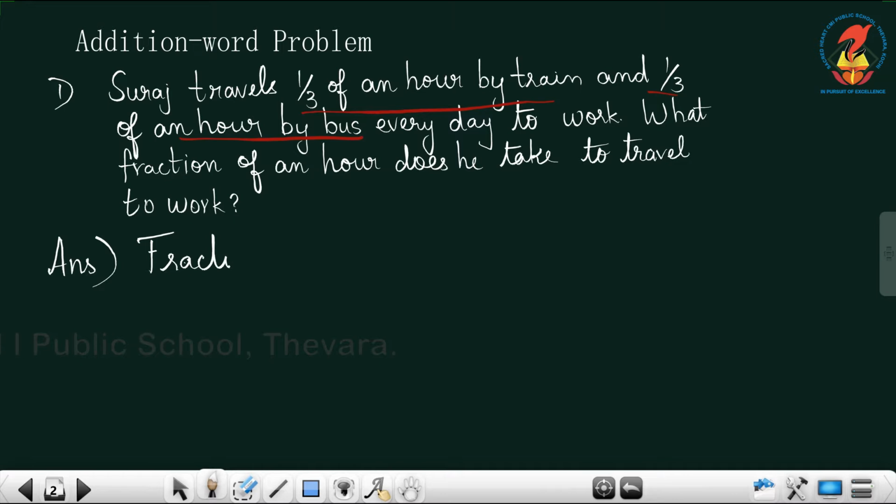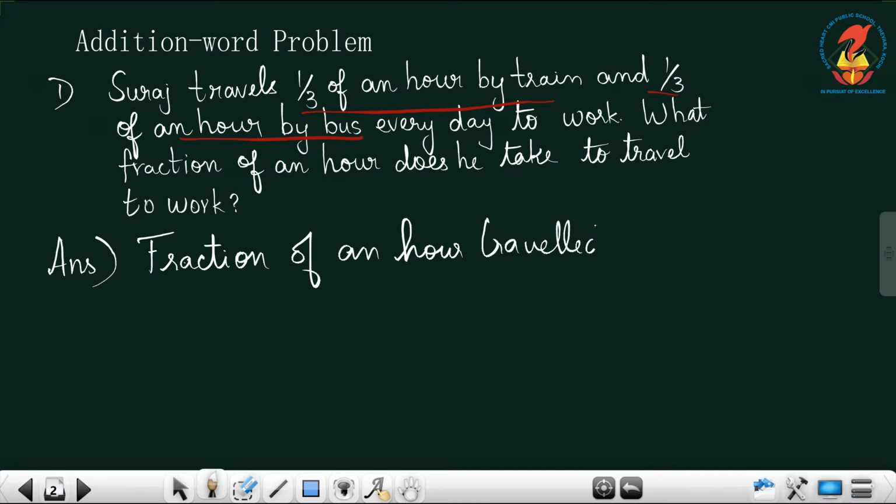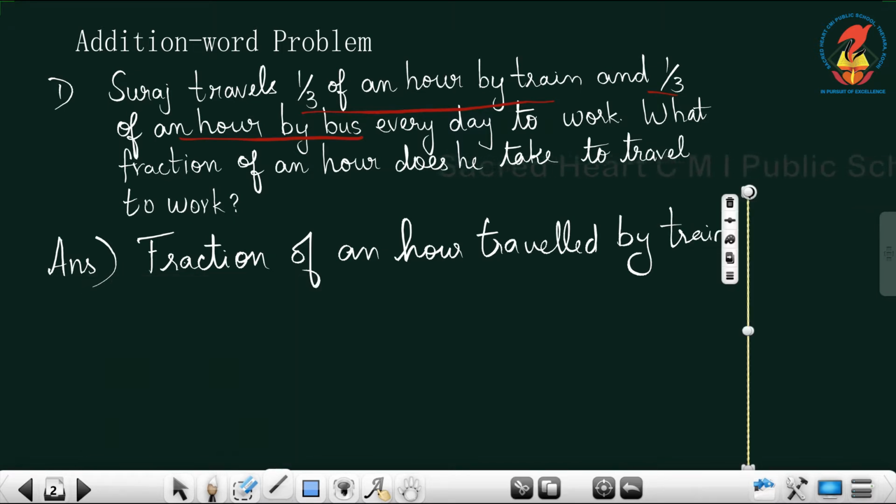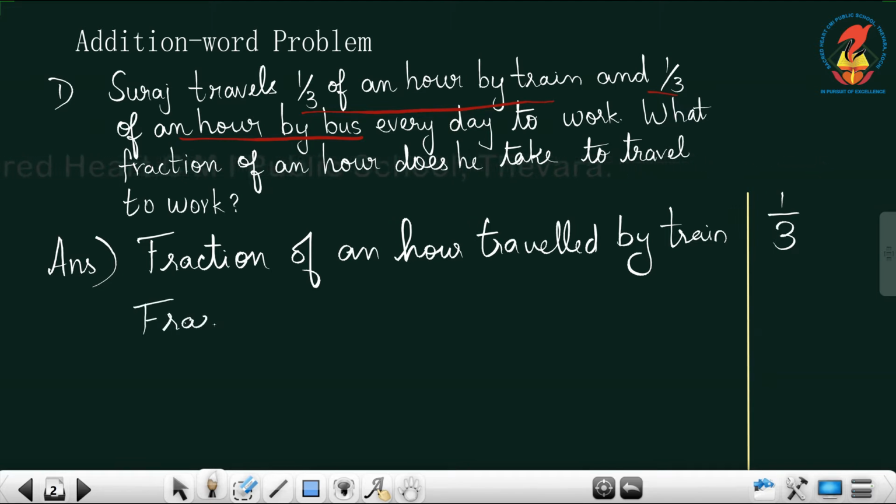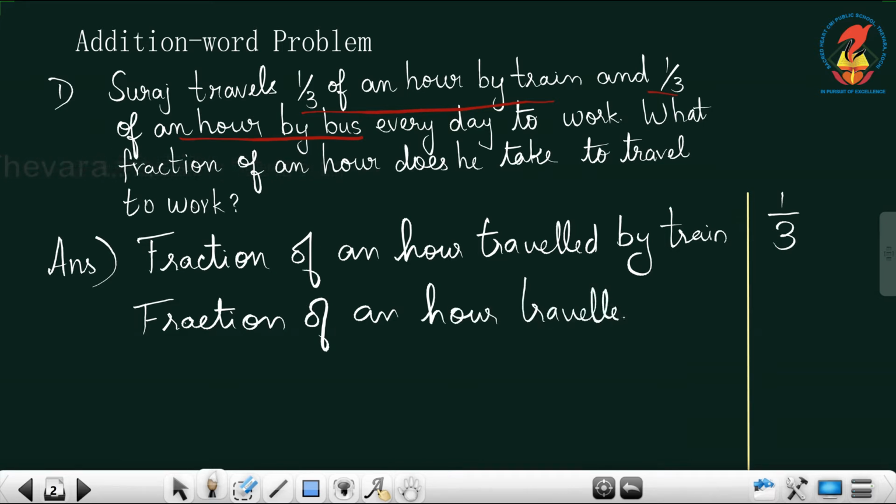Fraction of an hour traveled by train. It's 1/3. 1/3 of an hour he traveled by train, and fraction of an hour traveled by bus. It's 1/3 of an hour.